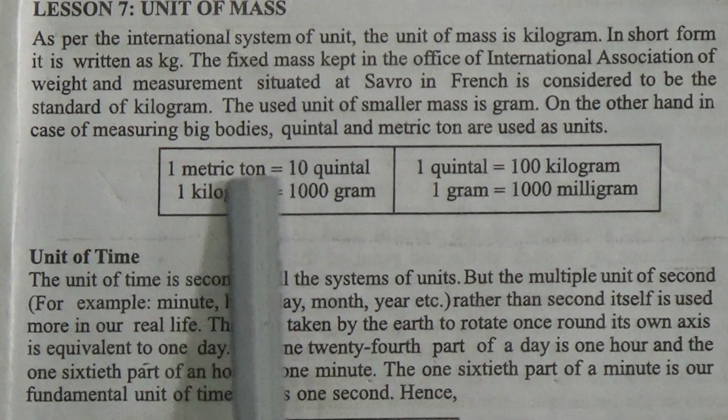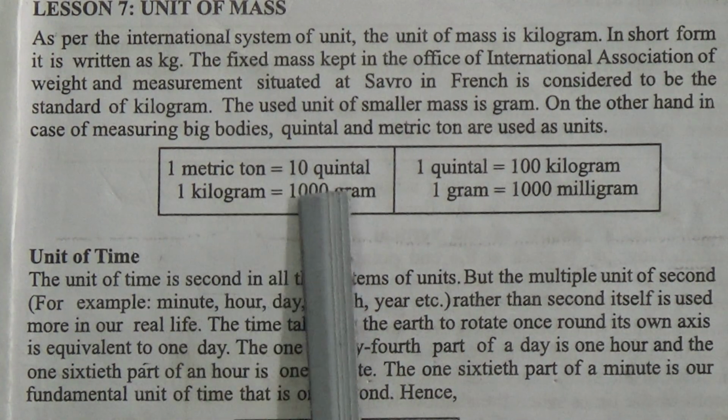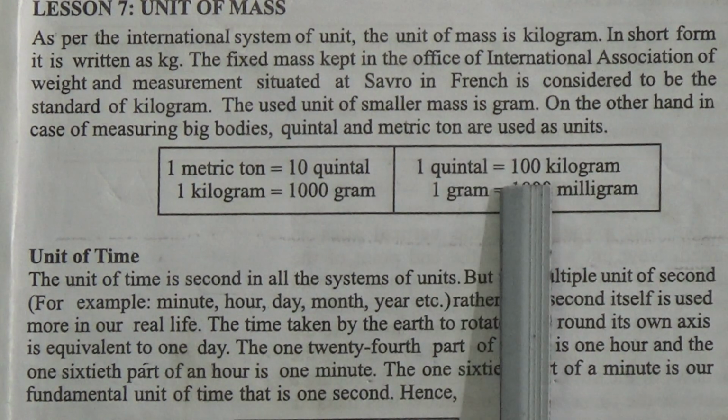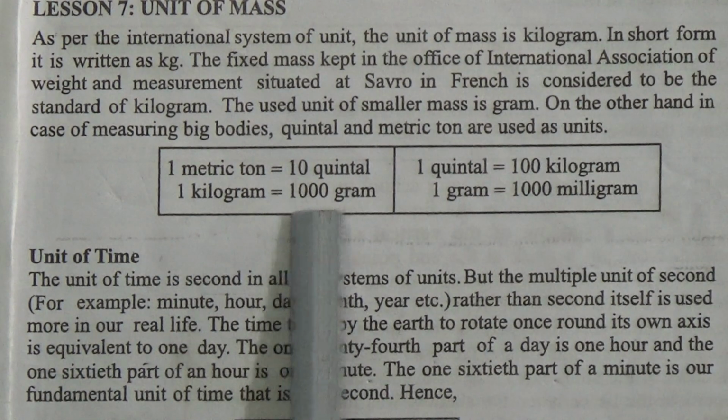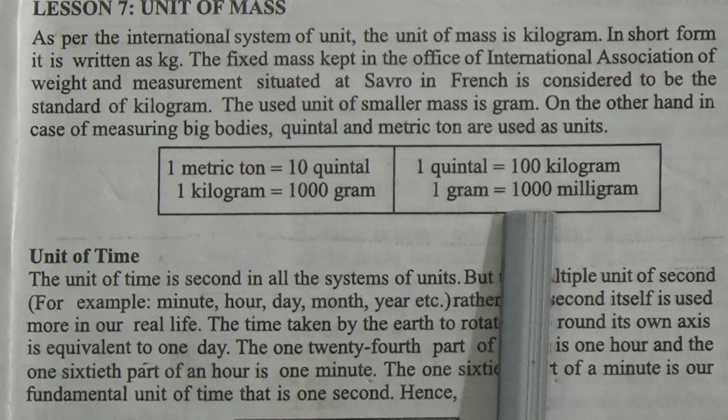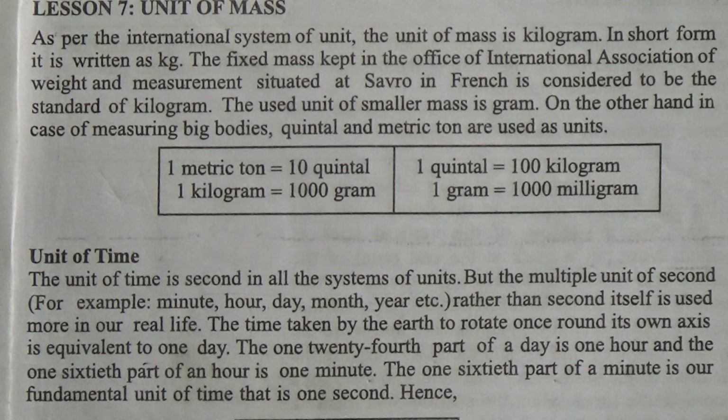And here, 1 metric ton equals 10 quintal, and 1 quintal equals 100 kilogram. 1 kilogram equals 1000 gram, and 1 gram equals 1000 milligram.